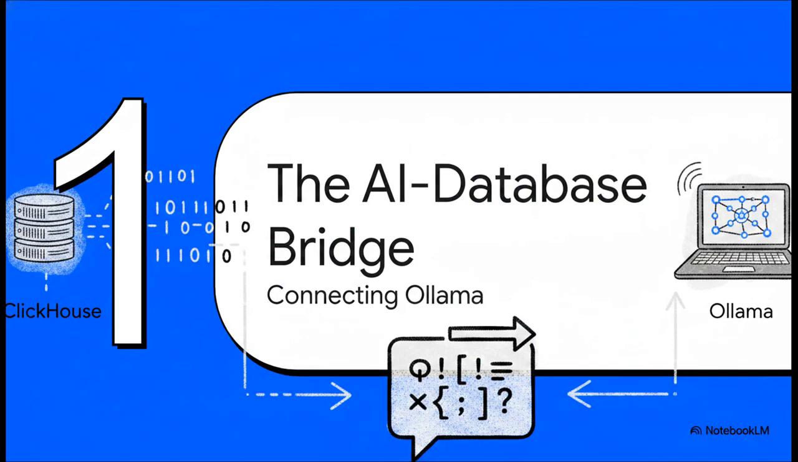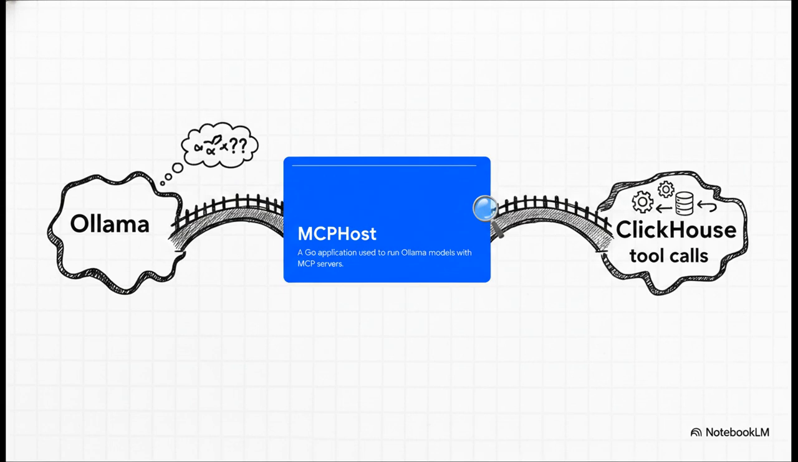Okay, Section 1, the AI database bridge. Let's look at the core challenge we're facing here. Your valuable data is sitting over in ClickHouse, right? Maybe it's even running securely up in ClickHouse Cloud. Meanwhile, your AI brain is hanging out in Ollama, running totally locally on your laptop. Out of the box, these two things just do not speak the same language. They're like two isolated islands.